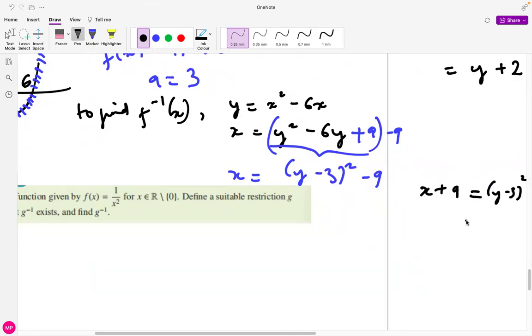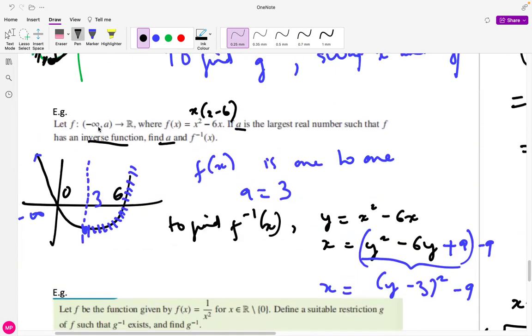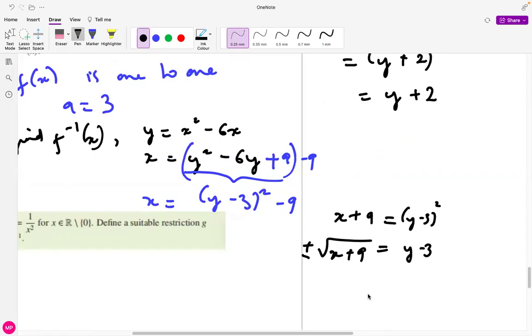Okay, now to cancel the square, you square root the other side, but you could have plus or minus in the front, right? Now, because the domain goes to negative infinity, this means the range here will go to negative infinity. So you're going to pick the negative instead. So this will be negative, okay? And then put the 3 over, so negative square root of x plus 9, plus 3, equals y.